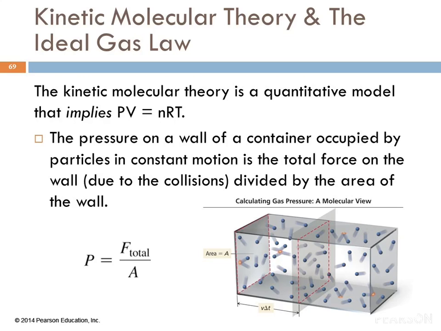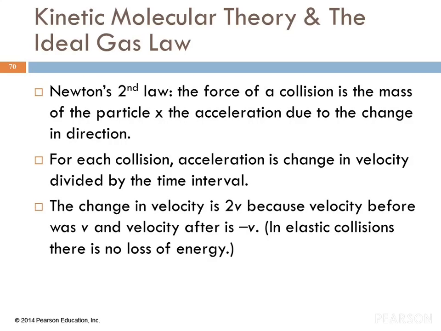So the force, well, I think this is coming up on the next one. Newton's second law tells us that the force of a collision is the mass of the particle times the acceleration due to the change in direction. For each collision, the acceleration is change in velocity divided by the time interval. And the change in velocity is 2 times the velocity, because the velocity before was v, going in one direction, and now it's going minus v. So the change in velocity is 2v.